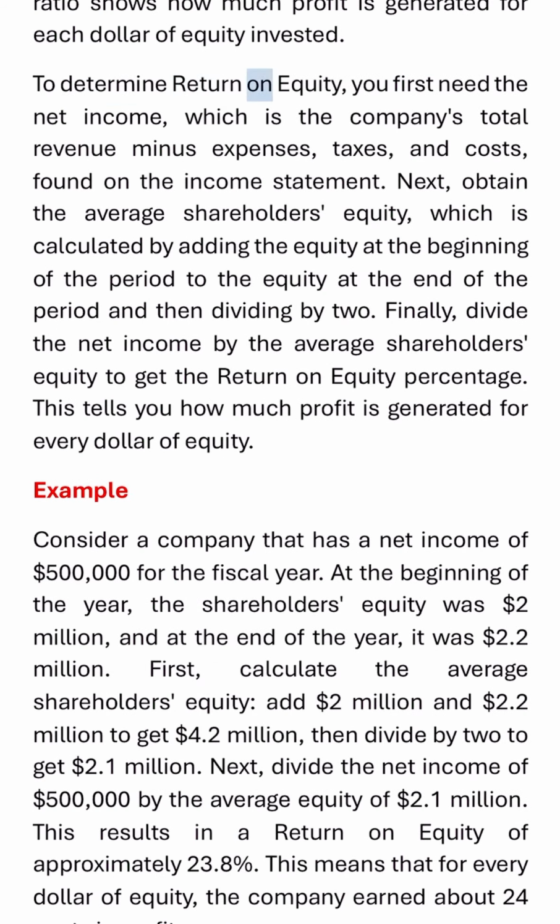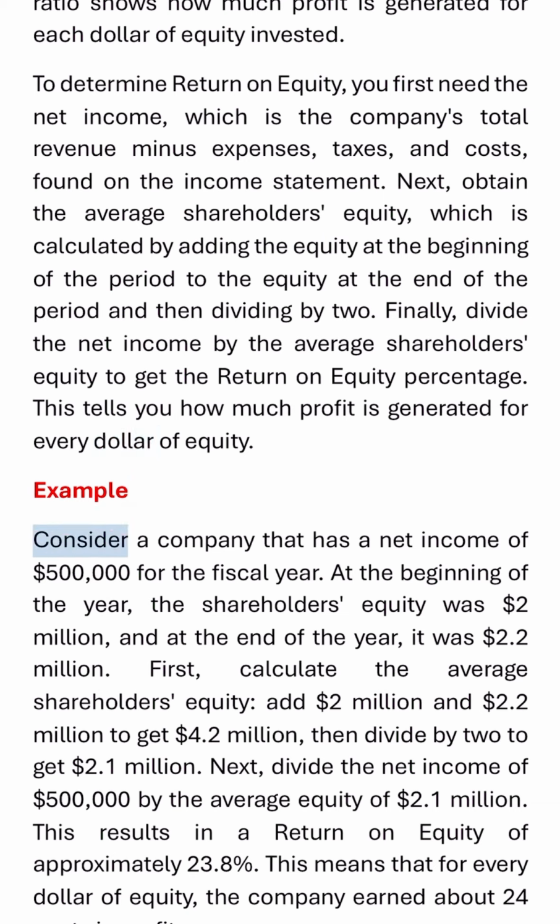To determine return on equity, you first need the net income, which is the company's total revenue minus expenses, taxes, and costs, found on the income statement. Next, obtain the average shareholders' equity, which is calculated by adding the equity at the beginning of the period to the equity at the end of the period, and then dividing by 2. Finally, divide the net income by the average shareholders' equity to get the return on equity percentage. This tells you how much profit is generated for every dollar of equity.